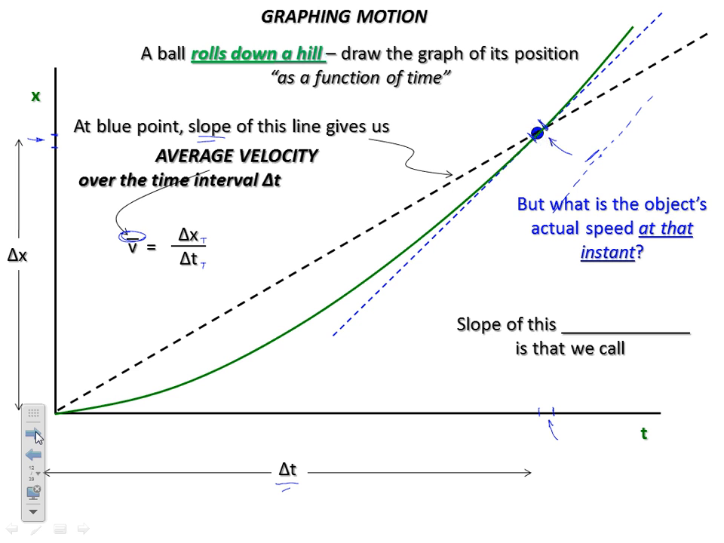The slope of that line that we call a tangent is velocity. The slope of any line on this graph gives us a velocity, but the slope of that tangent is what we call the velocity, or speed, at that instant. We call it an instantaneous velocity.